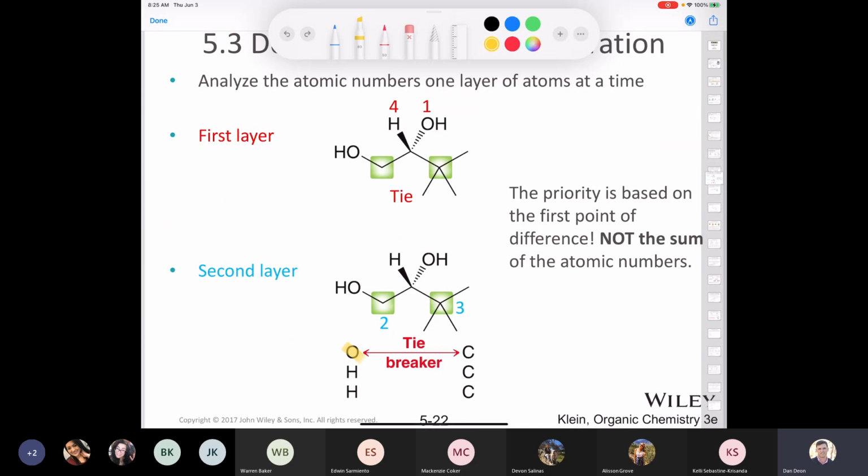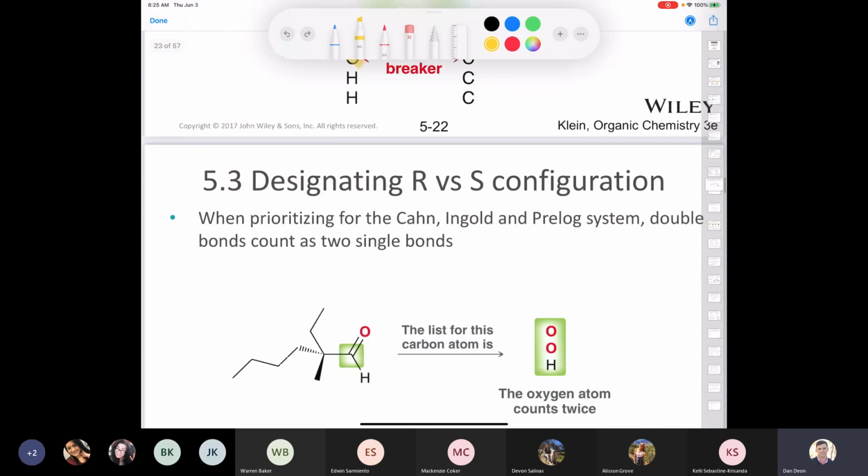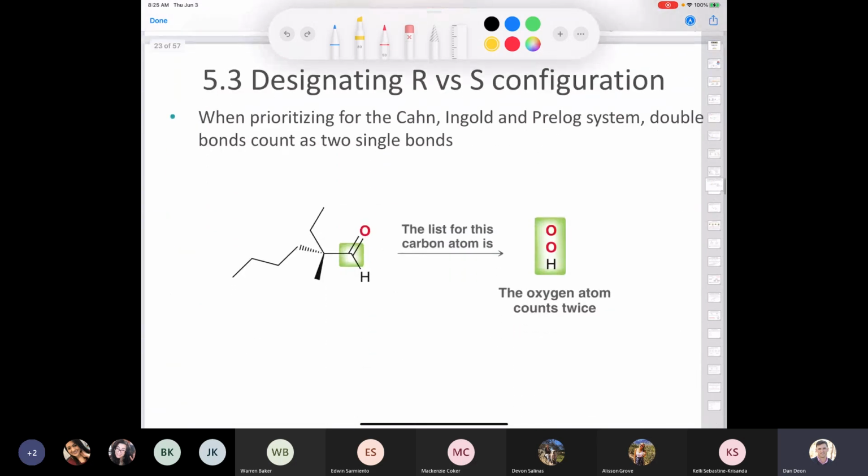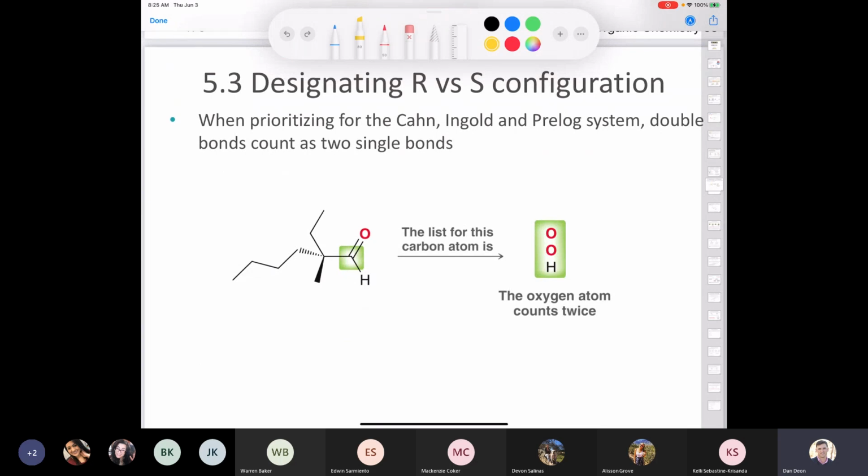What if you run into a double bond or a triple bond? Well, let me show you what you would do then. When prioritizing using the Cahn-Ingold-Prelog rules, the double bonds count as 2 single bonds. Okay, so this chiral center here, that's kind of a fun problem. Let me just answer this part first, okay?